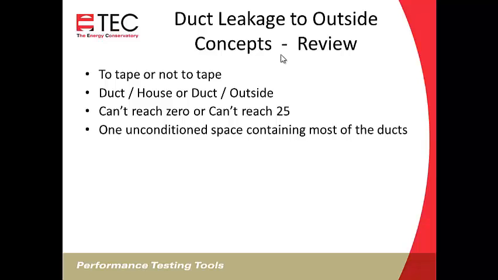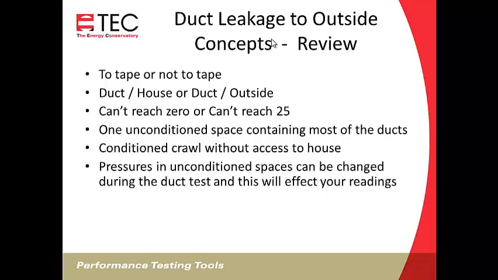If you have one unconditioned space containing most of the ducts and those ducts aren't seeing the full 25, then you're best measuring that unconditioned space with reference to the house instead of referencing outside with your blower door and doing the test that way. If you're doing a conditioned crawl without an access panel between the house and the crawl space, and the crawl space and house aren't at the same pressure, then that requires a third fan to get an accurate test.